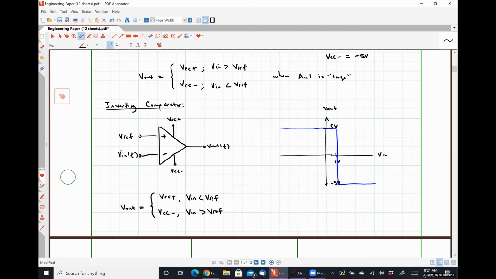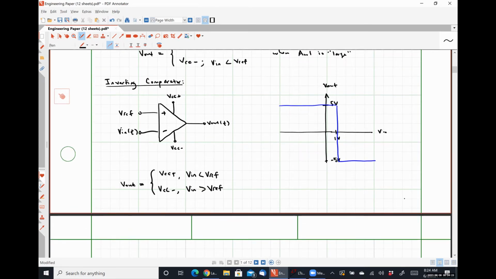Now you may be asking yourself, well, that's all fine and dandy, but what's the use of being able to compare things to a reference value? And so that is going to introduce us to what I hope is a rather trivial design problem.